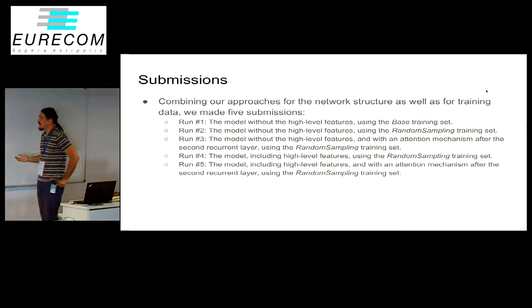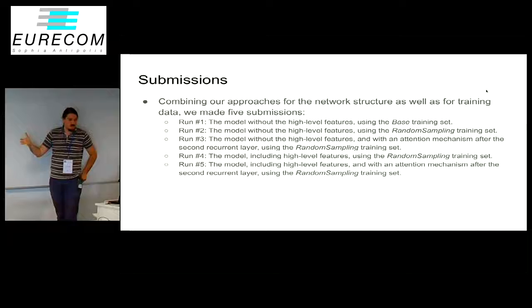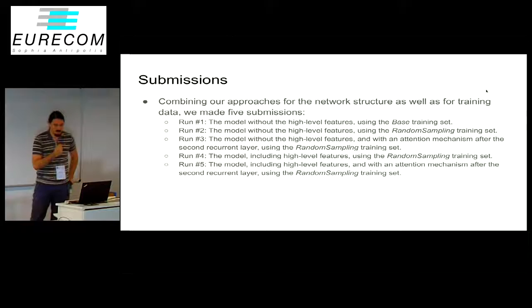Run number 1 and run number 2 are mainly used for comparing whether the random sampling helps. That is a very simple model that only uses the MEL spectrograms. Run number 1 does not do random sampling, and run number 2 does. Run number 3 adds the attention mechanism. Run number 4 adds the high-level features, and run number 5 combines everything and does high-level features plus the attention mechanism. All of the runs except run number 1 use random sampling.